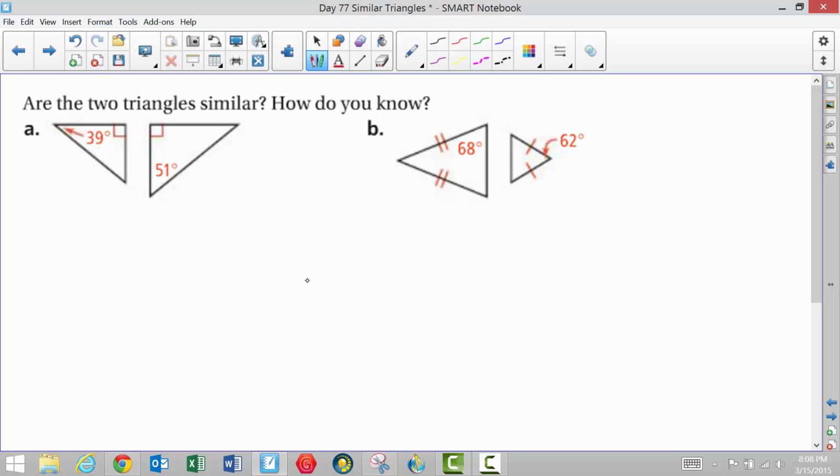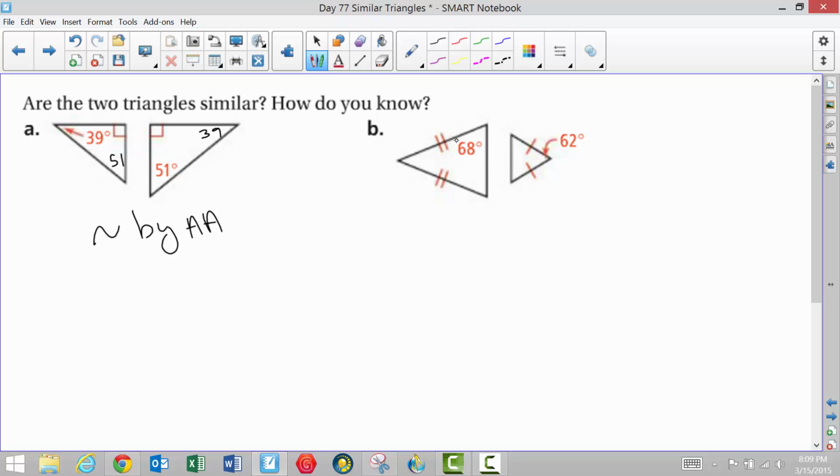So let's try this one. Are these triangles similar? How do we know? Well, this is 90, this is 39, this is 90, and that's 51. Remember, there are 180 degrees in a triangle. I know it's a right triangle, so the other two angles have to add up to 90. If I do 90 minus 39, I get 51. So I know this is 51 and this is 39. Now I know that these triangles are similar by angle-angle.